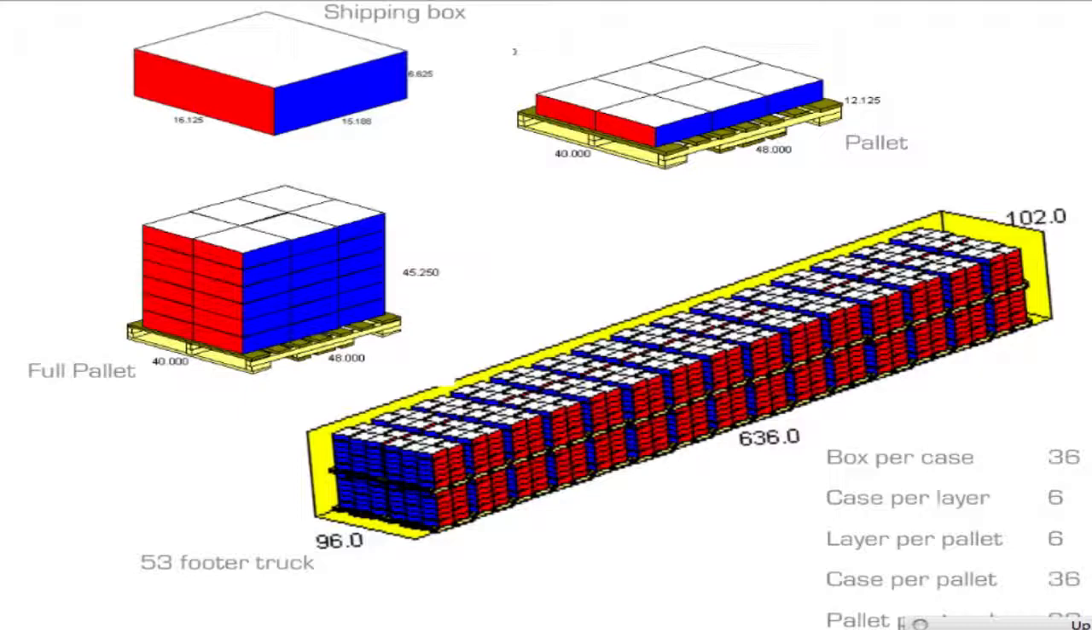And then I used Cape Pack to help improve the efficiency of the distribution. I have 36 boxes in each case, and then 6 cases on each pallet for the layer, and then there's 6 layers per pallet. So that's a total of 36 cases per pallet. And then you can fit 60 pallets on each 53-footer.